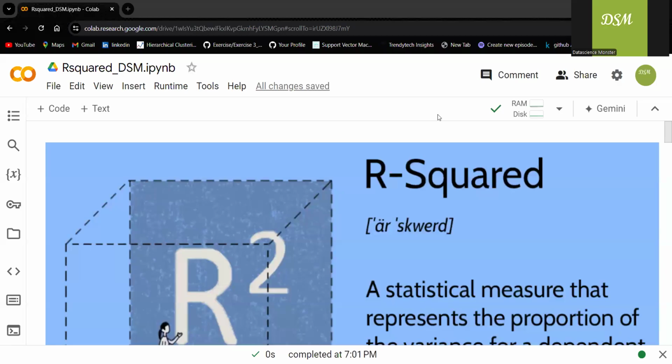Disagree if you can. R-squared is the most important interview question in data science or machine learning interviews. Is there anyone who says that there is no question about R-squared in the interview? Definitely no. R-squared is the most important metric to evaluate regression-based models. So let me show you how to compute R-squared mathematically as well as with the help of Python.